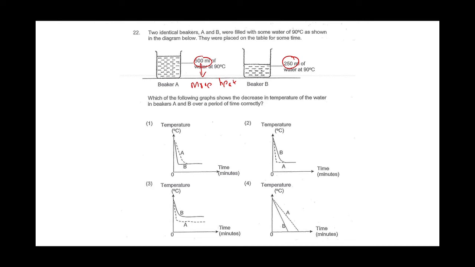So therefore, since it has more heat to lose, the temperature will drop slower as compared to beaker B, which has less heat to lose. So your beaker A's line is supposed to take longer to drop. So let's look at the four options. Like I say, A must take a longer time to reach the same temperature as B, right? So as of now, this is correct. This is wrong already. This is telling you A's temperature drops very fast, which is wrong. This is also wrong. So only these two are correct.